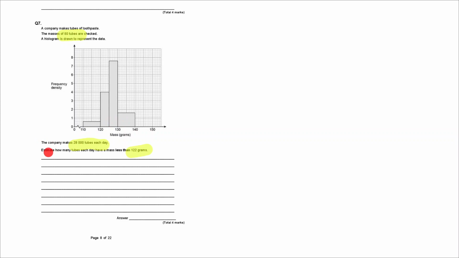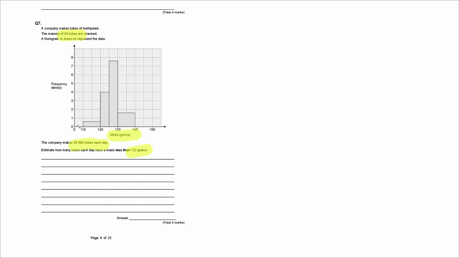Ignore that line for the time being. Estimate how many tubes have a mass less than 122 grams. Let's go and find 122 first of all on this. Okay, so 122 is going to go, each of these squares is worth 1, 122. That's not quite right, is it?